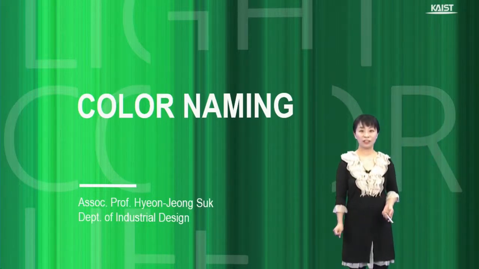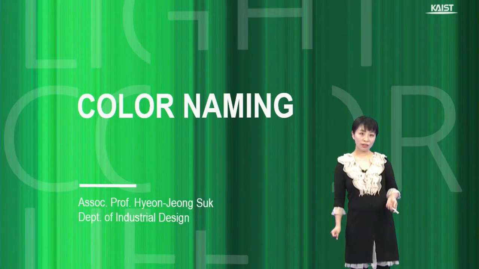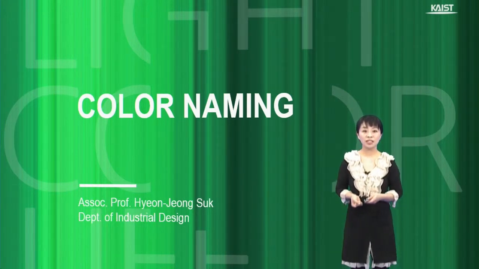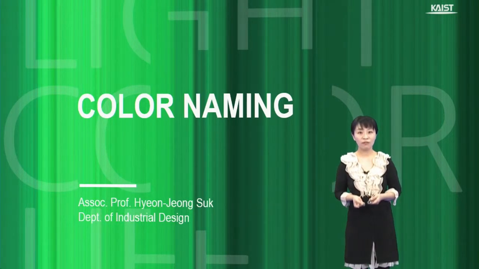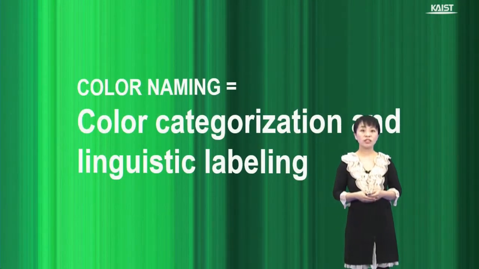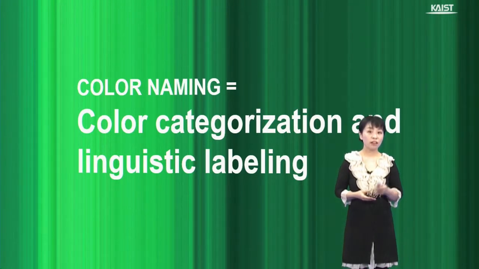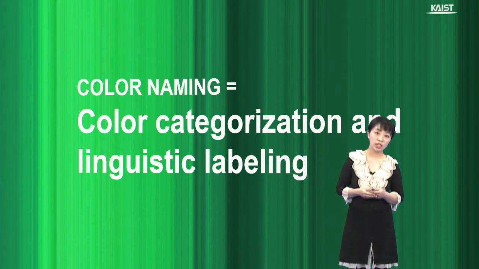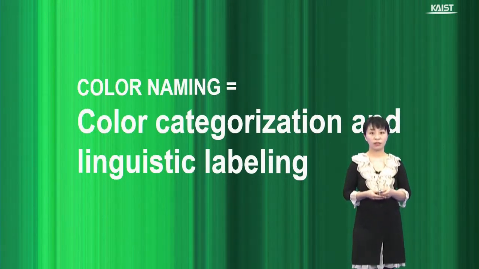What is your favorite color? Is it blue, red, or green? Naming a color is the easiest way to communicate color information. If you name a color, you are categorizing the color and labeling it. So color naming is color categorization and linguistic labeling.